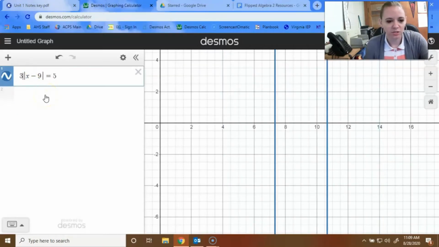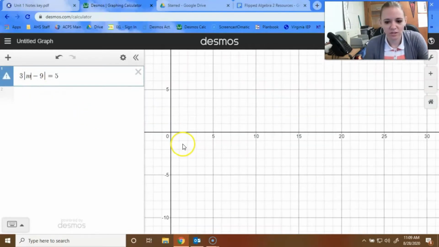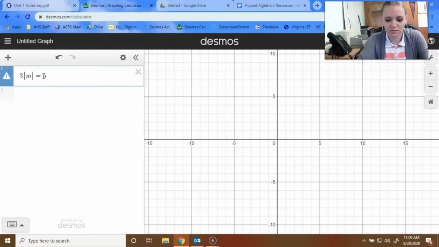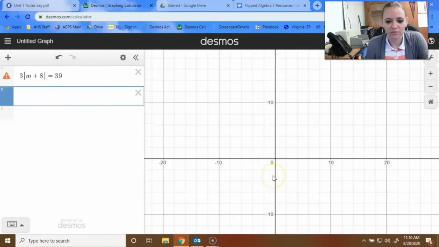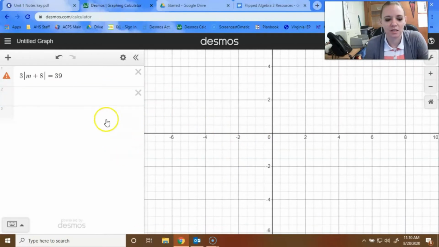So I'm going to change the previous one to 3. All right, now one thing. If you type in n, usually it freaks out and it shows you nothing. It gives you this little triangle. Let me change this to plus 8. 3 and plus 8 equals 39. Okay, so yeah, it brings up this triangle. Now the reason it brings up the triangle is one simple reason. It does not read n as a variable.